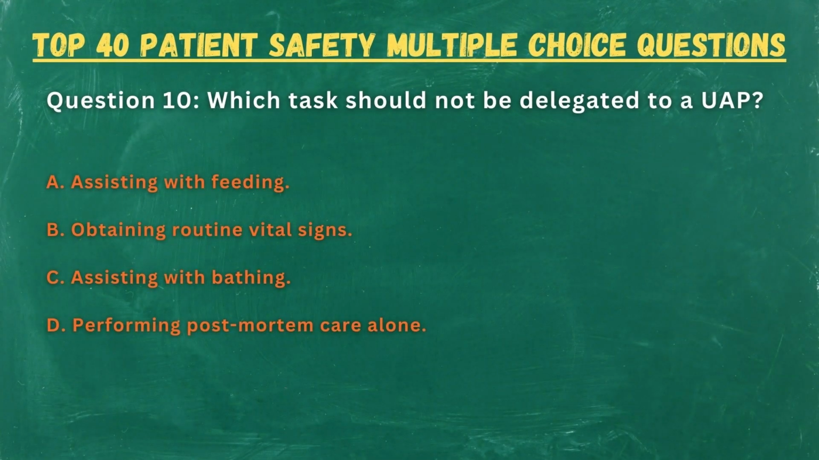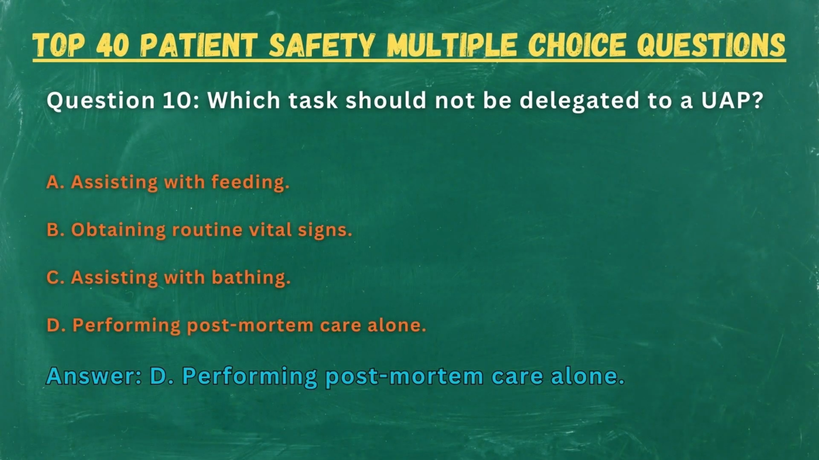Question 10. Which task should not be delegated to a UAP? A. Assisting with feeding. B. Obtaining routine vital signs. C. Assisting with bathing. D. Performing post-mortem care alone. Answer. D. Performing post-mortem care alone.